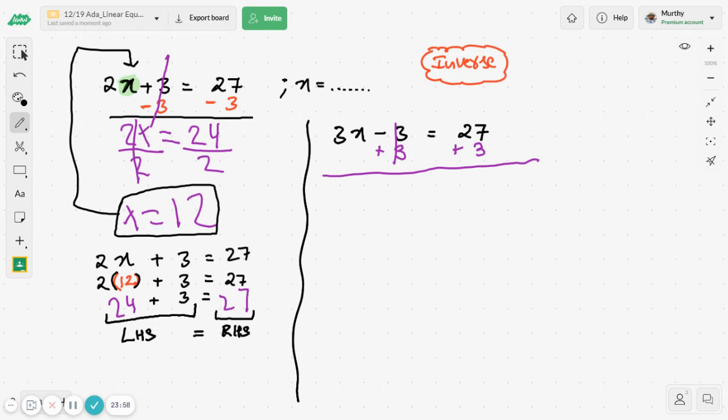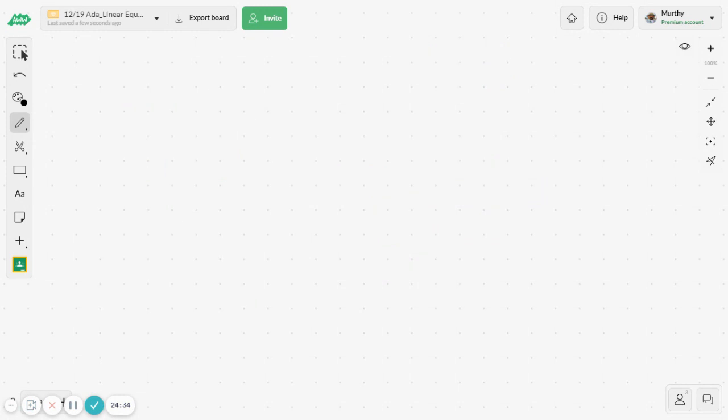So 3x equals 30. So x divided by 3, divided by 3. Strike this. So x equals 10. Absolutely right. Good job. Well, I would like to take a little advanced.